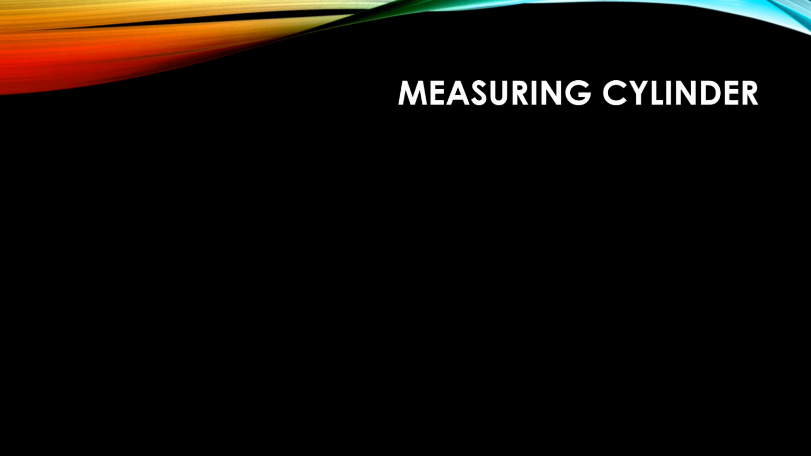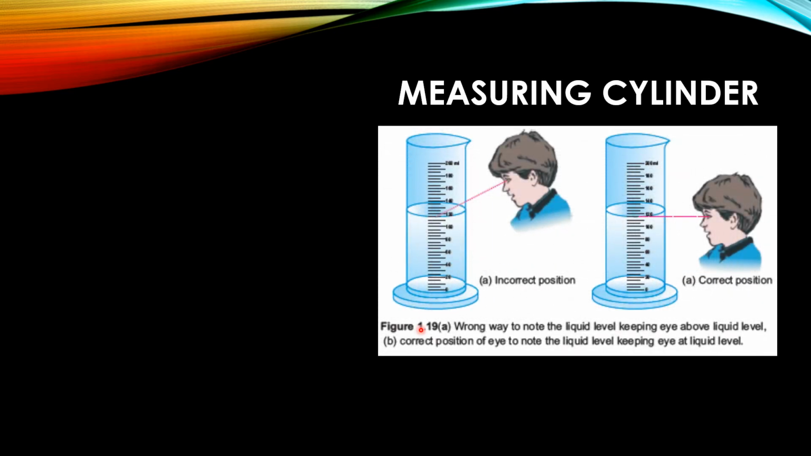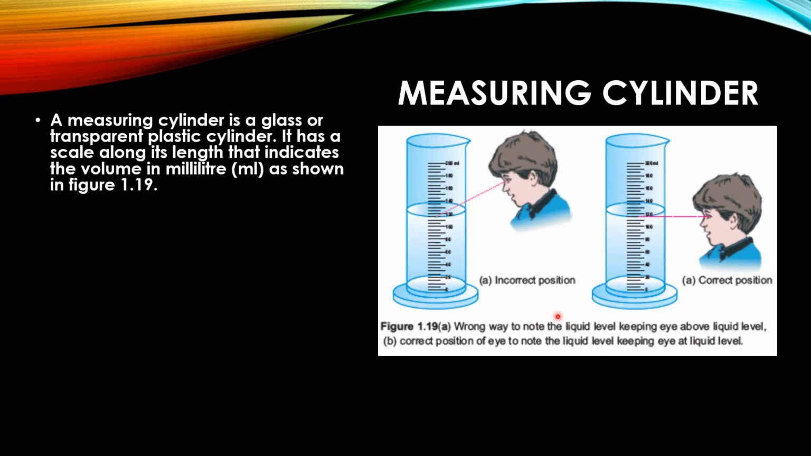Okay students, now we will study about measuring cylinder. In the figure 1.19, you can see these cylinders. These are known as measuring cylinder. A measuring cylinder is a glass or transparent plastic cylinder. It has a scale along its length that indicates the volume in milliliter. ml means milliliter.